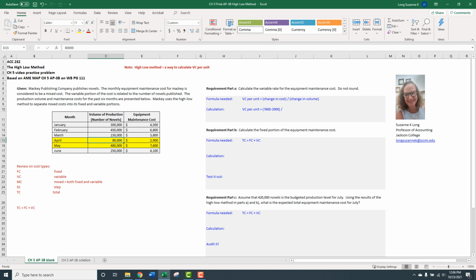All right, so now we need change in volume. So we're going to have 480,000 books minus 80,000 books. Let's get that in there. 480 minus 80. Okay, so that's what we need for the formula. Now, some of you are just going to be like, give me the formula, let me put the numbers in, I'm done. Yep, that's fine.